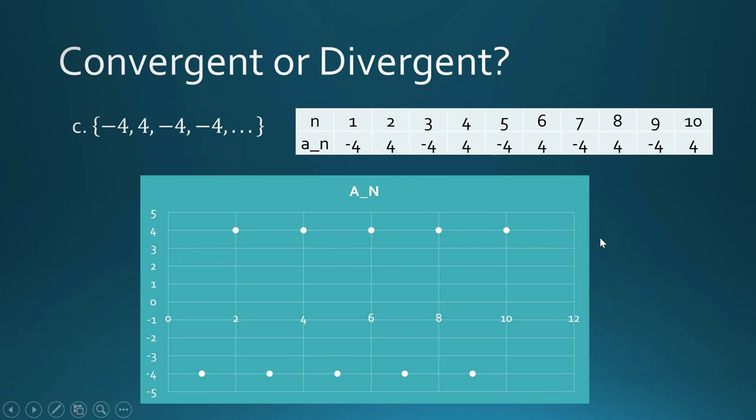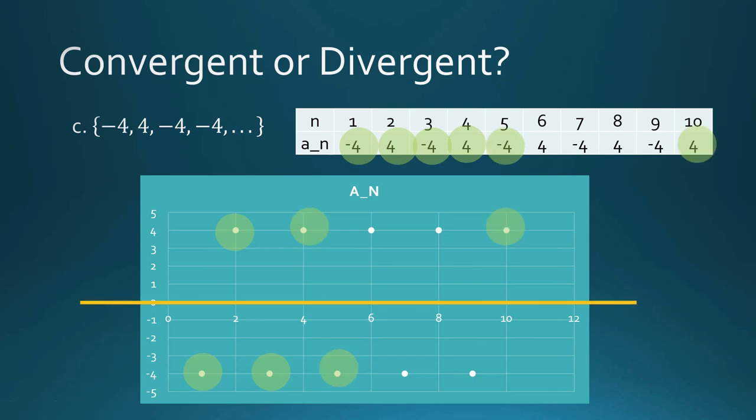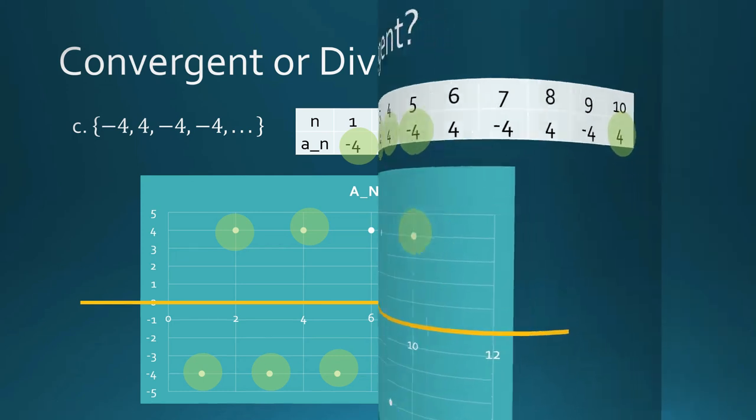This is the scatter plot. Look at that. The first term is -4. The second term is 4, -4, 4 again, -4, 4, so on and so forth. This is an alternating sequence. And so I'm showing to you the horizontal axis because above that, your terms are positive. Below that, your terms are negative.